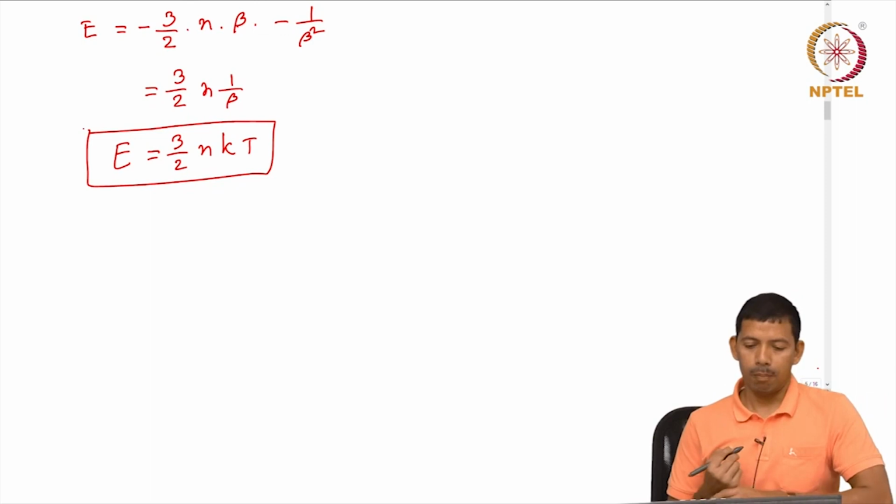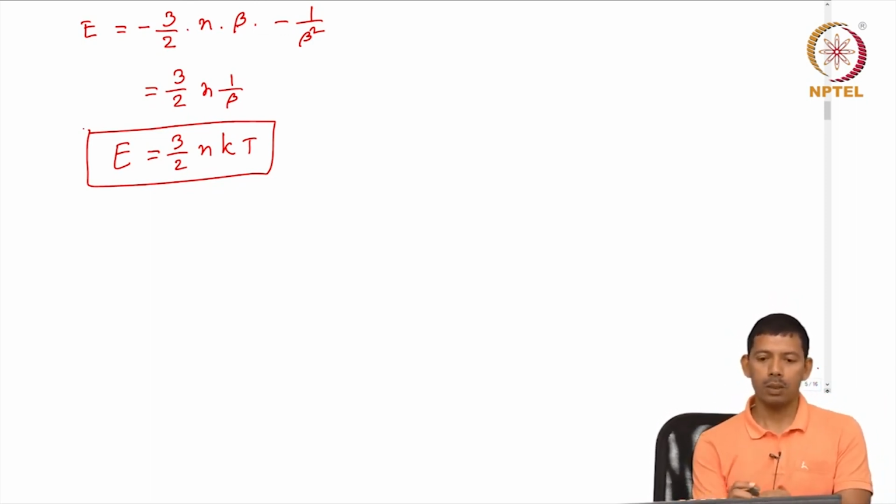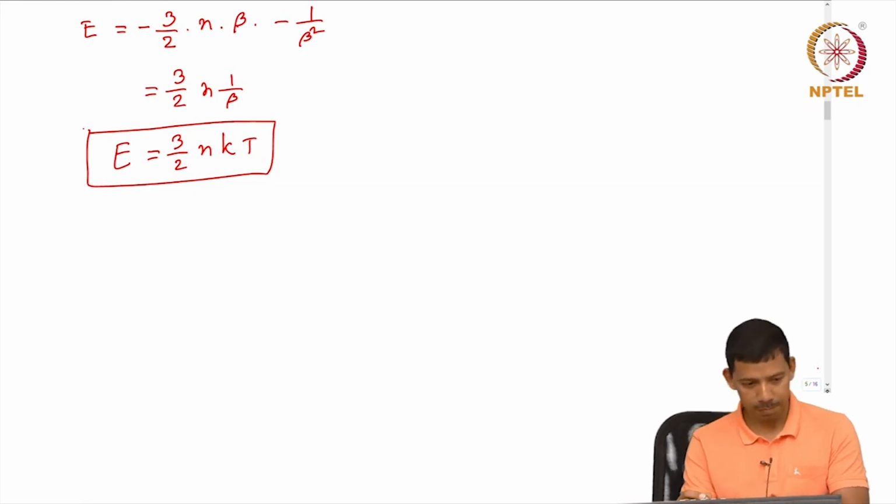So we started from the definition of the partition function, and using that definition, we have come up with the thermodynamic expression you know for the total energy of a monoatomic gas system as 3 by 2 N kT.